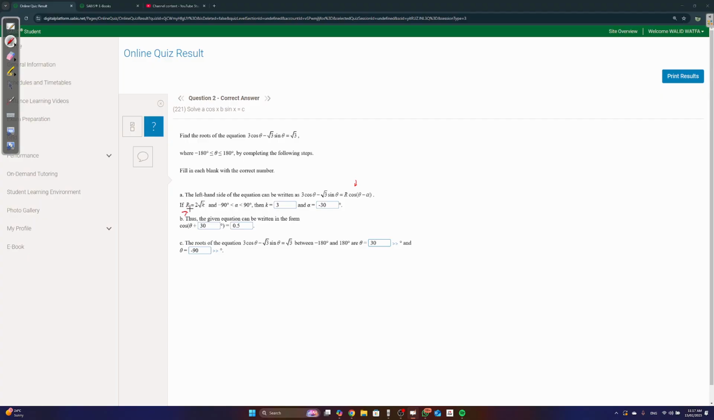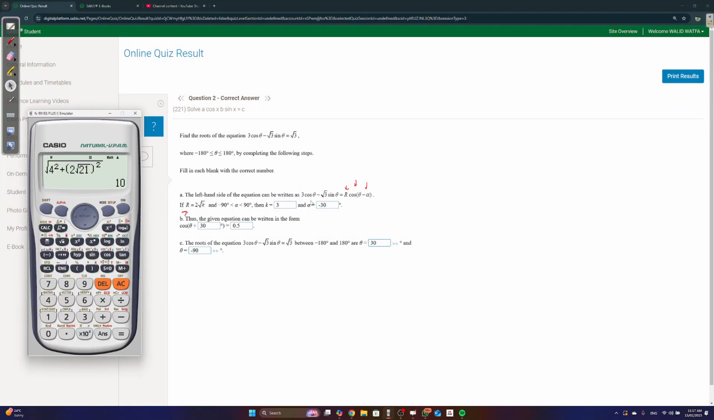So they're saying if r is equal to 2 root k, then what is k? They're telling you find r and find alpha. We don't even need the steps or the formula. We can do it on our own. R would be the square root of a squared plus b squared, right? So let's fix it. B is negative root 3, but it doesn't matter as long as you put it under the brackets and the square outside. And then 3 is here. You get 2 root 3, so k is obviously 3.